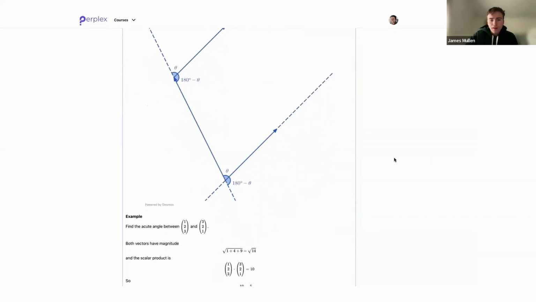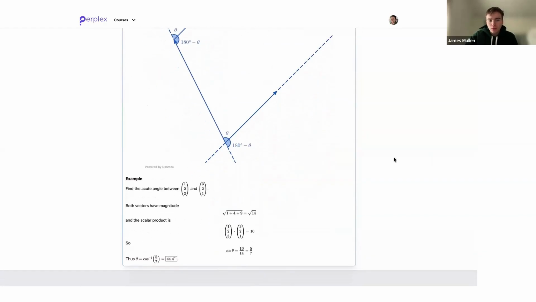All right? So let's do an example of finding the angle. Let's suppose that I have the vectors (1, 2, 3) and (3, 2, 1). Both vectors have the same magnitude of the square root of 1 plus 2 squared plus 3 squared. That's going to be root 14.